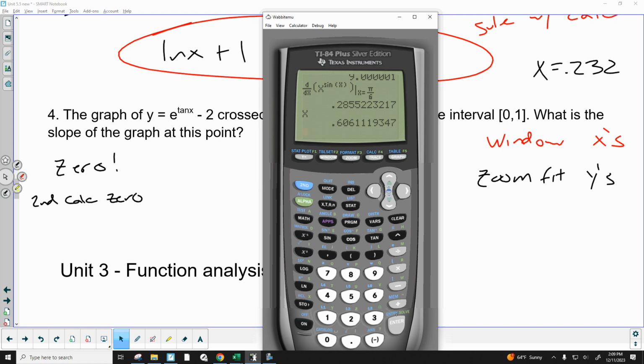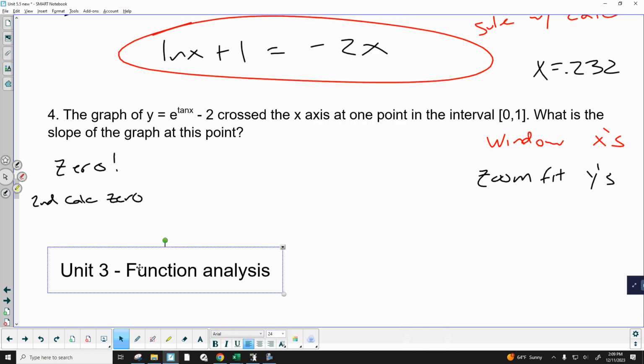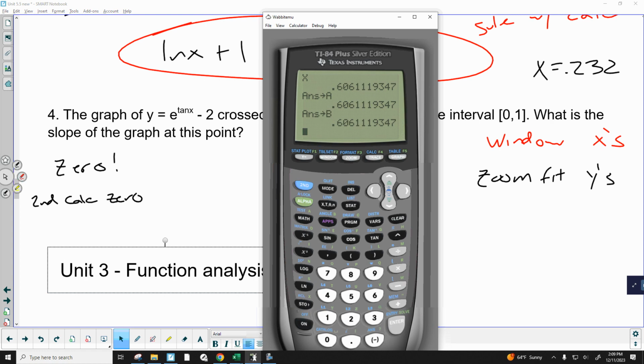If you want to, you could store it as a different letter. I could say, hey, store that X as an A. You press the store button, stores above on. It allows you to take any number, and whenever you want to recall that number, it's like, well, I have A as 0.606. Isn't that cool? So we'll use that a lot in the second semester when we're using our calculators more. We want to find our slope at that value.